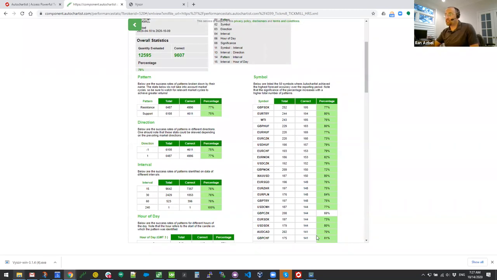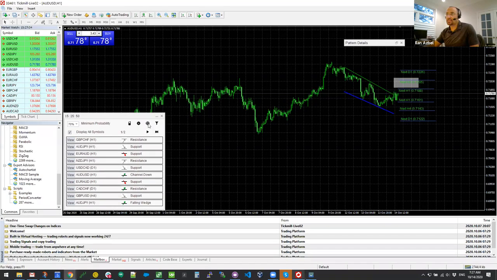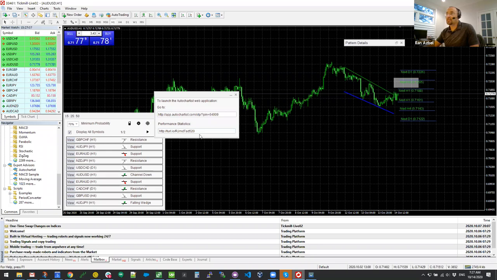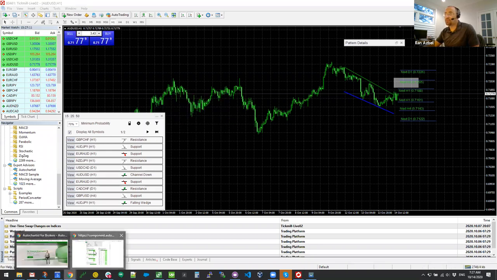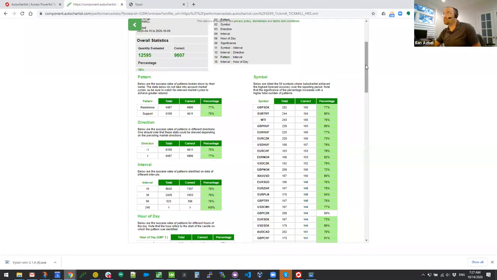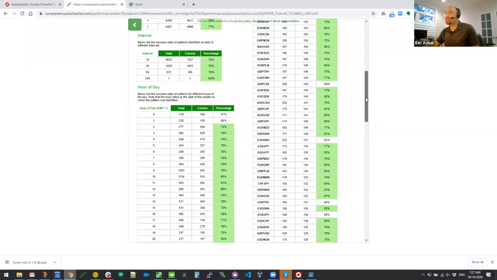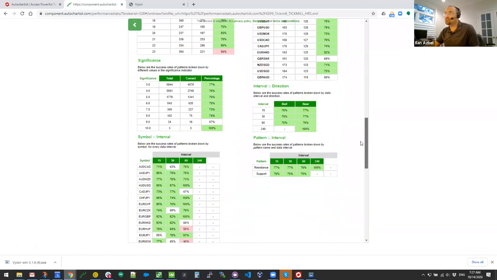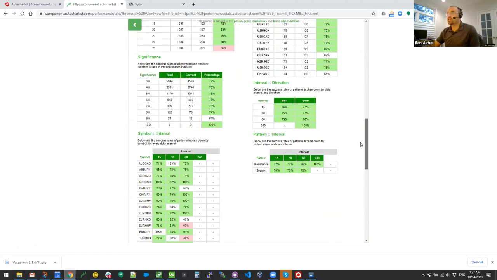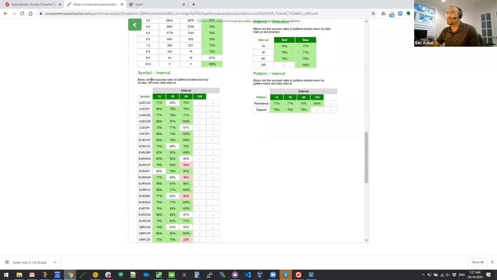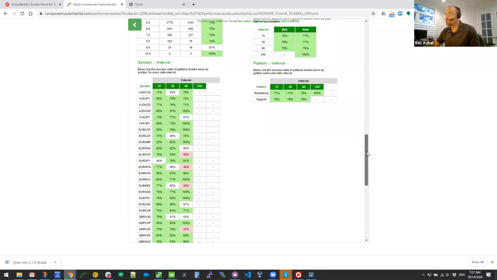So Bart, what I want you to do is go into your Meta, click on this world icon, and copy and paste these performance stats into your browser. Then you can look at breakdowns. There are also two-dimensional breakdowns towards the base of the screen. You can see the interval against the direction, the pattern and the intervals, the symbol and the intervals.